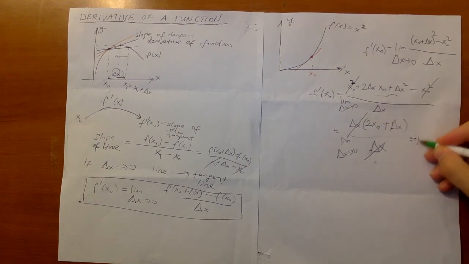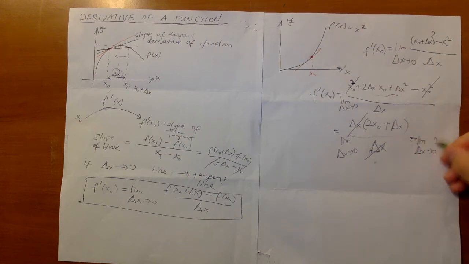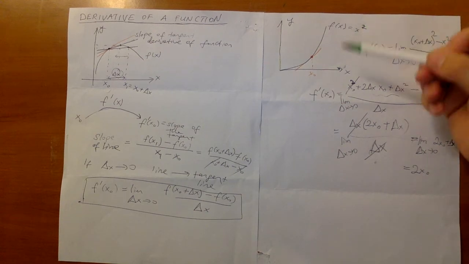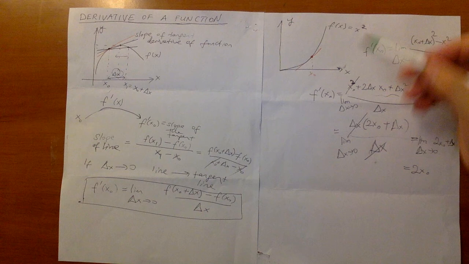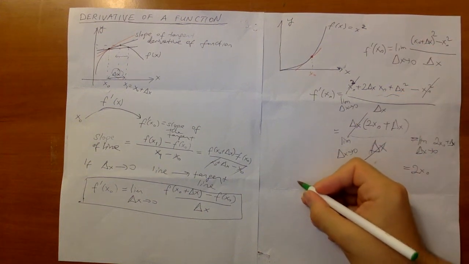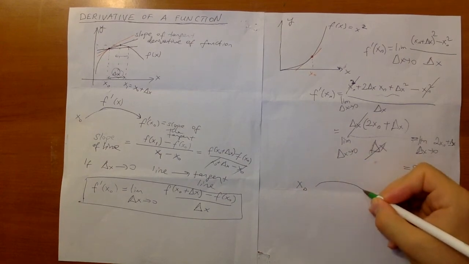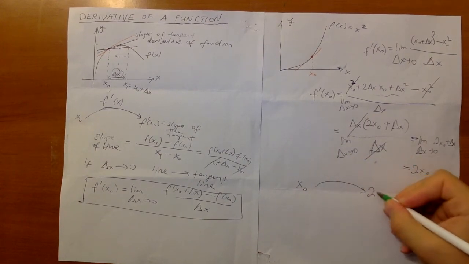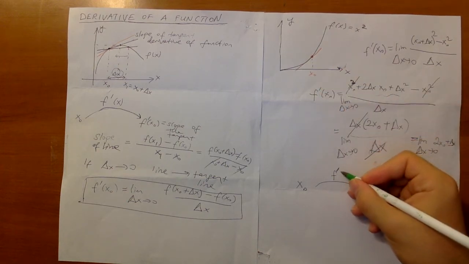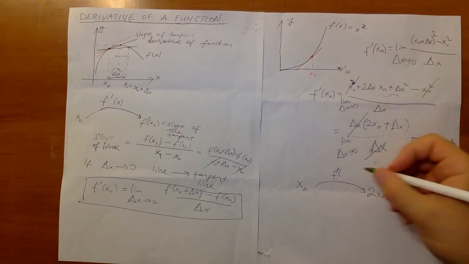Then this expression becomes the limit as delta x goes to 0 of 2x0 plus delta x, and when delta x goes to 0, this expression approaches 2x0. So the derivative of the function x squared is a new function which is 2x0. It takes the value of x0 and sends it to 2x0. This is the definition of the derivative of this function x squared.